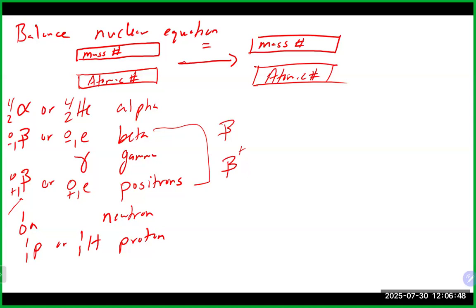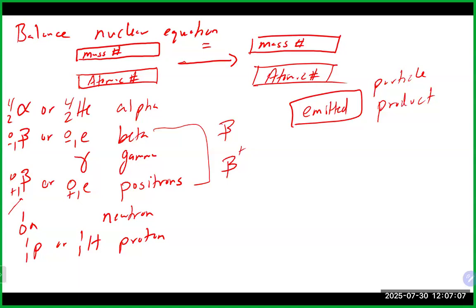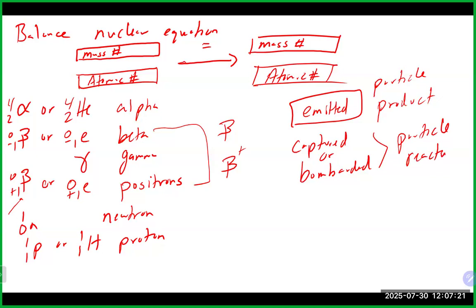Now, when we talk about nuclear equations and reactions, if something is emitted, that particle is usually on the product side. If it says it goes through beta decay, then again, that beta particle will end up on the product side. If something is captured or bombarded, that particle would end up usually on the reactant side.